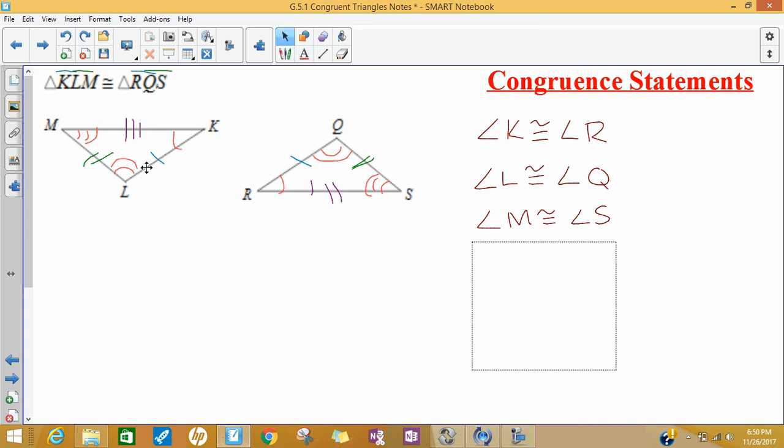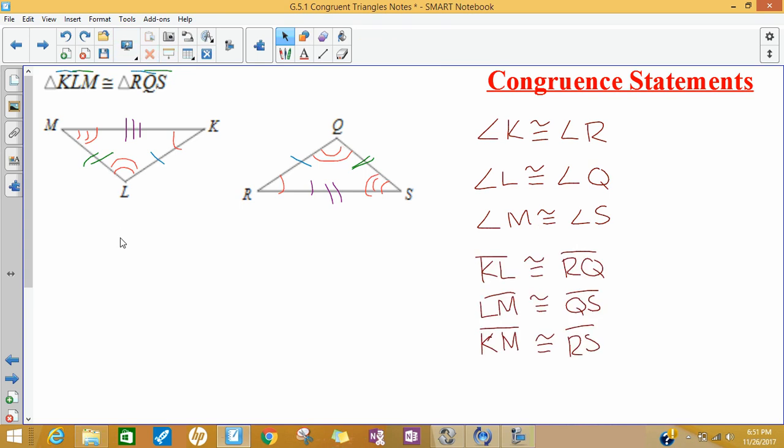You should also notice that, for instance, the side with three slashes is between the angle with one arc and the angle with three. And over here, the side with three slashes is between the angle with one arc and three. And there are my side congruent statements. So there's six. Three for the angles, three for the sides, and then we can say seven if you want to talk about the two triangles that are congruent.